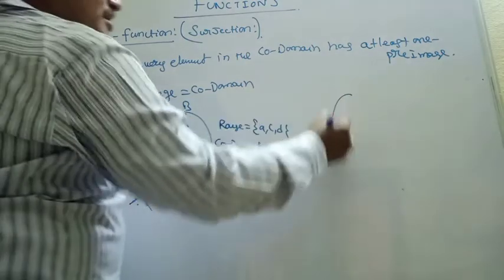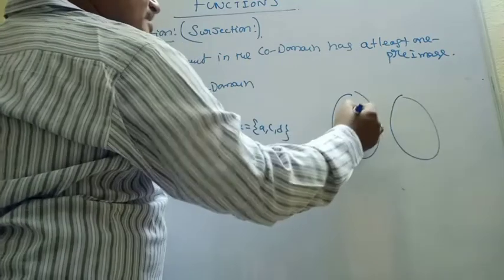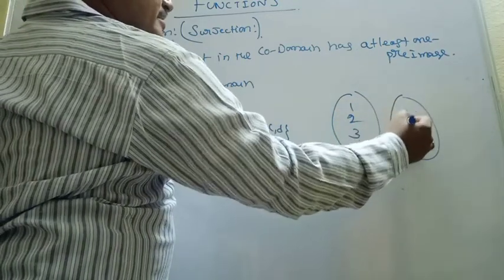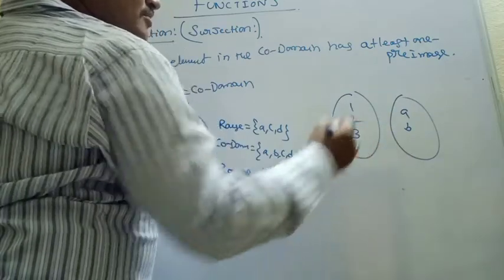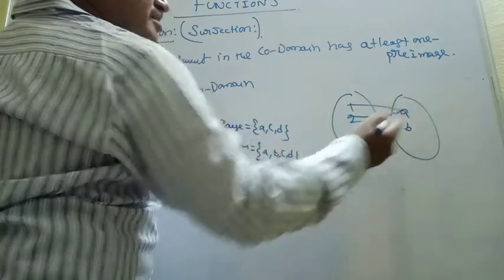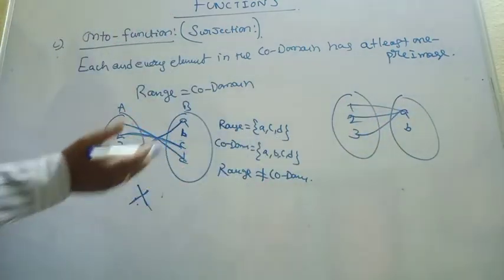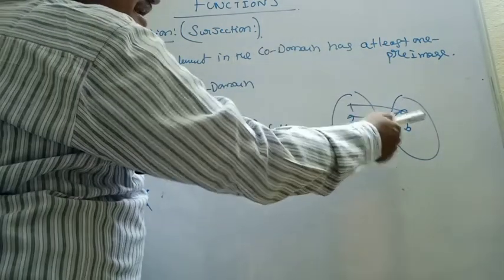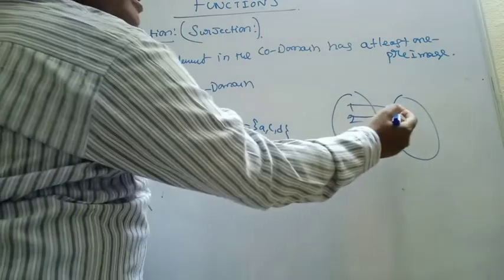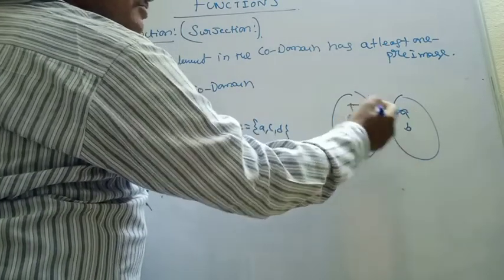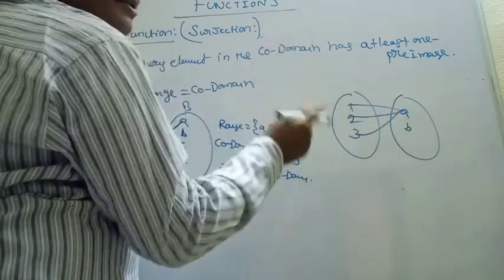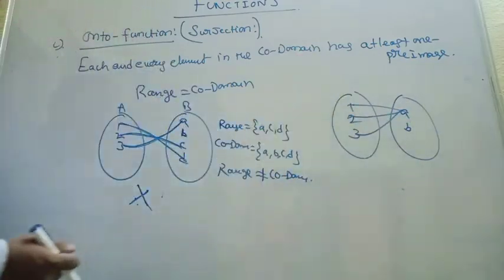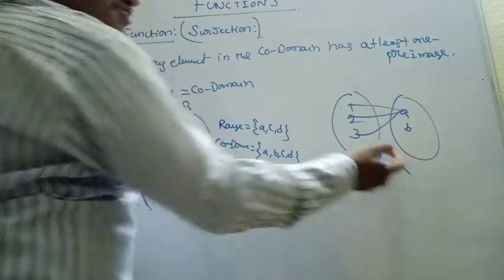Next, we have something like this. I am having 1, 2, 3 and A, B like this. 1 with A, 2 with A, 3 with A. Is it an onto function? No, here also it is not an onto function, because each and every element in the codomain must have at least one pre-image. Here A has pre-images 1, 2, 3. At least one is required, but here it has 3. But B does not have any pre-image at all. That's why it is not an onto function.